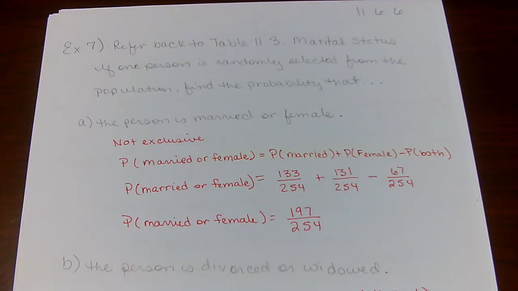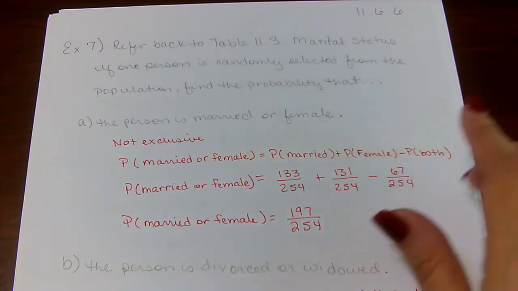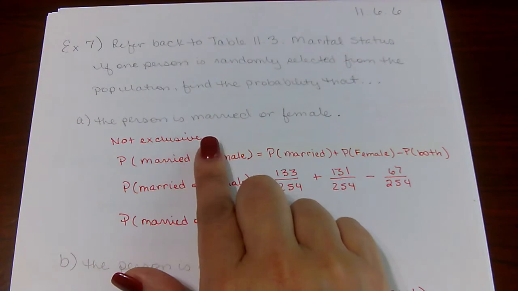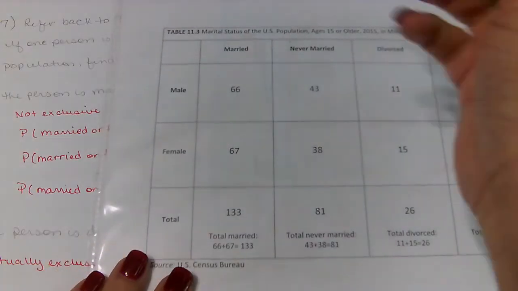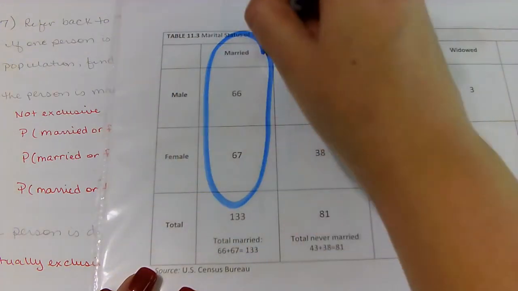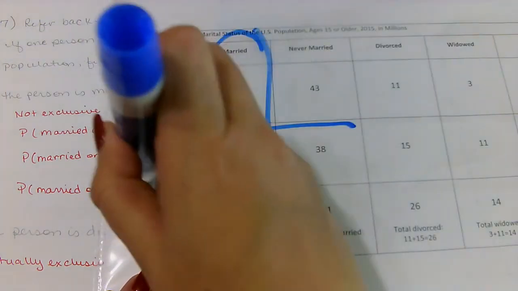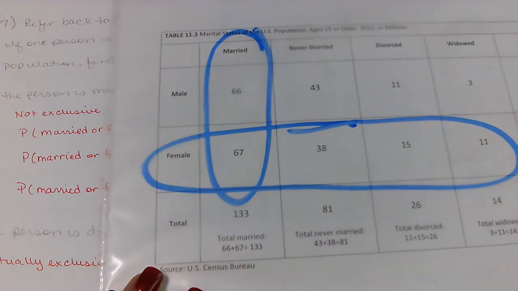Number 7. Refer back to the table 11.3, the marital status. If one person is randomly selected from the population, find the probability that A, the person is married or female. So let me pull out that form. What I'm going to do is go ahead and circle the people who are married, and then I'm also going to circle the female row.